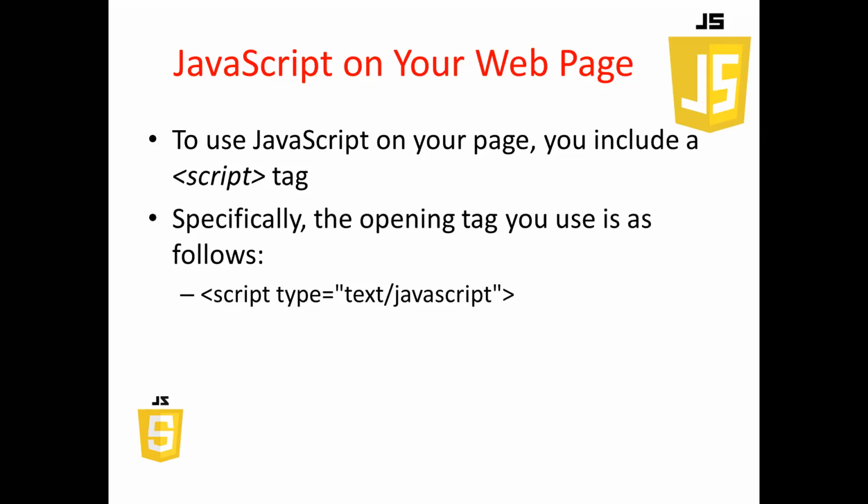Specifically, the opening tag you use is as follows: script type equals text slash javascript, and then the tag is closed. And the closing tag is the opening angle bracket, slash script, closing angle bracket. Okay, so this is how we write our code between the tags.